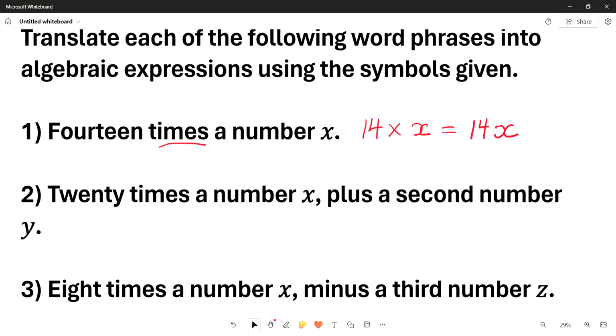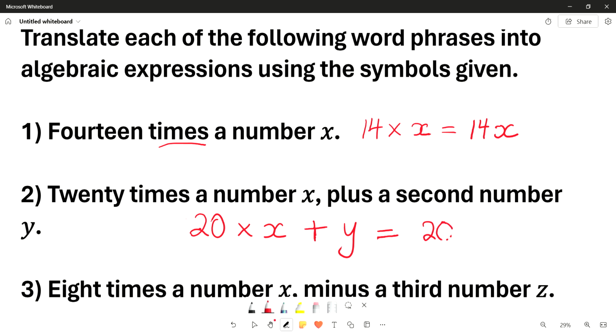Question number 2, 20 times a number x plus a second number y. Well, 20 times x literally means 20 multiplied by x, and then the second part is add another number y. So simply this would be 20 times x is 20x and plus y. So 20x plus y.